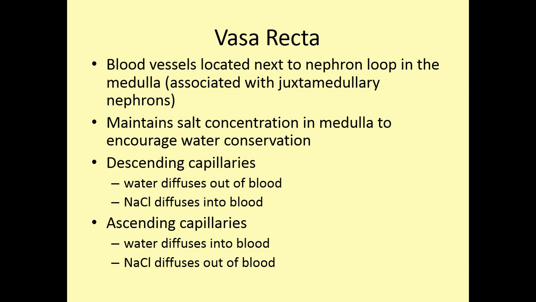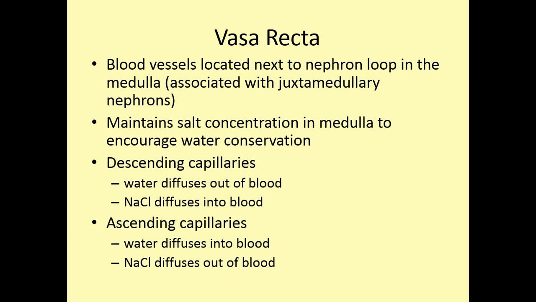The vessels around the loop technically are not called peritubular capillaries. The vessels around the loop of Henle or nephron loop are just like the peritubular capillaries, only they are called the vasa recta. They're basically extensions of the peritubular capillaries, but down the nephron loop and only with juxtamedullary nephrons. So if you're talking about a cortical nephron, the nephron loop doesn't actually extend down very far and doesn't help you with water retention very much.